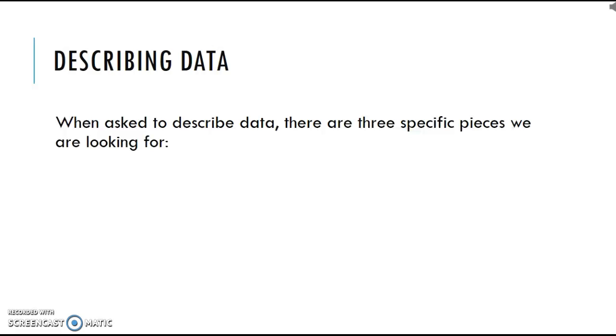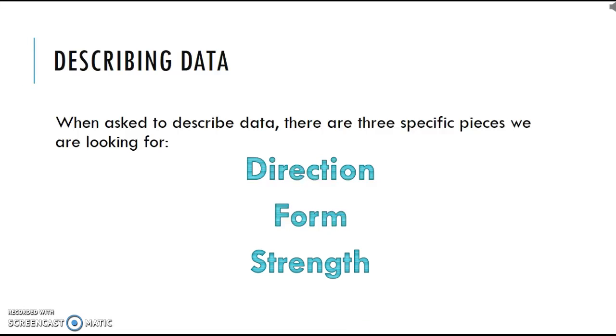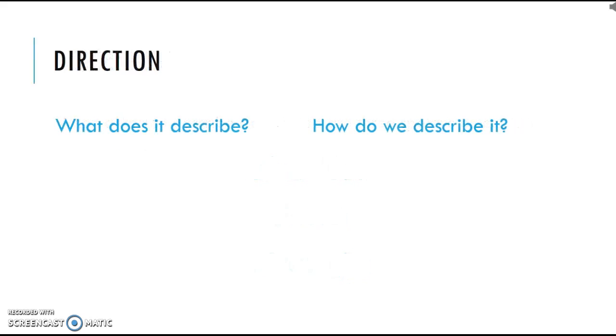When asked to describe data, such as on a quiz, practice, or test, there are three specific pieces we are looking for: direction, form, and strength. The following slides will provide you details on each of these as well as examples. First, we will talk about direction.